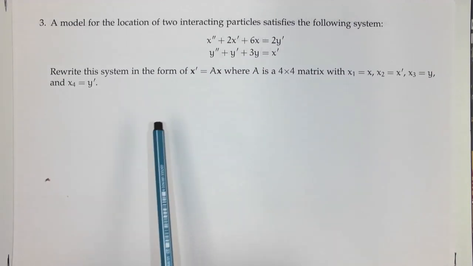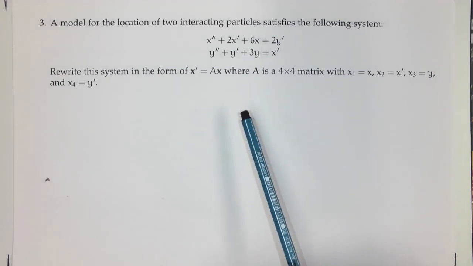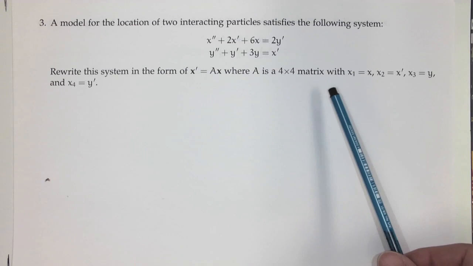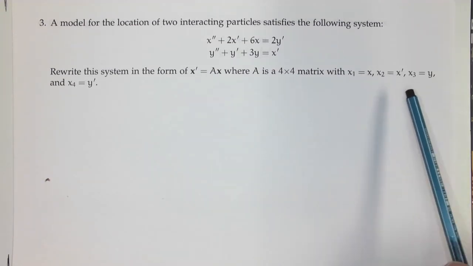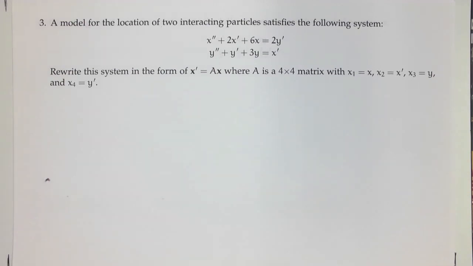Rewrite this system in the form x prime equals Ax, where A is a 4x4 matrix, where x1 is x, x2 is x prime, x3 is y, x4 is y prime. So this is in contrast to the first problem. In the first problem, we had two equations, and we wanted to get down to one equation, but we were willing to take a higher derivative. This one is saying I don't want to go down in the number of equations, I'm willing to go up in the number of equations, but I want to have lower order derivatives.